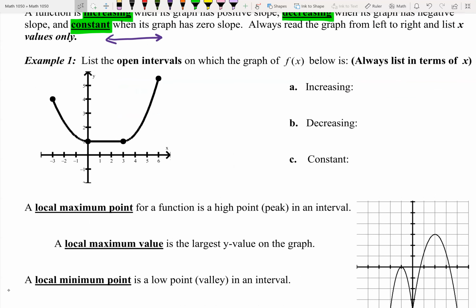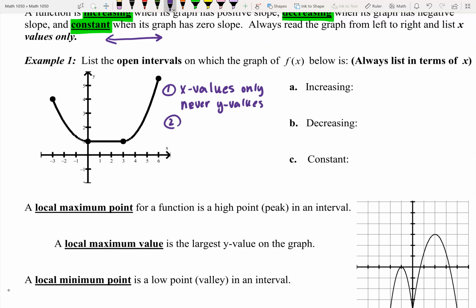I do think you'll see it on the midterm and/or the final. And sometimes people get confused. Here's why they get confused. Write this down for me, okay? So number one, the biggest thing is these are X values only, never Y values.